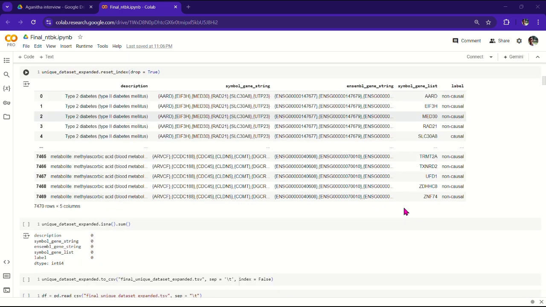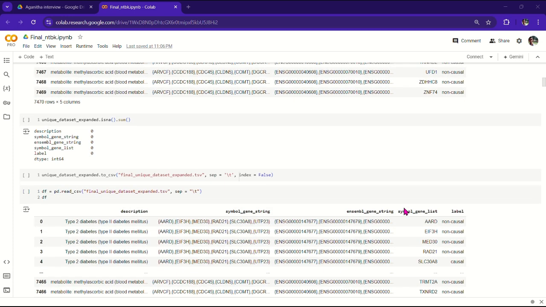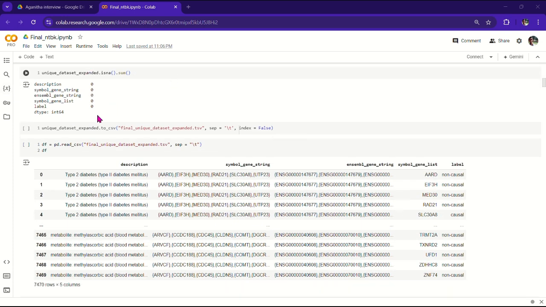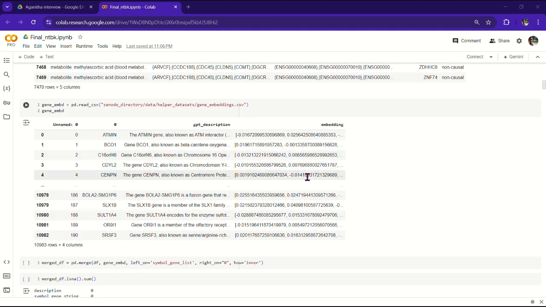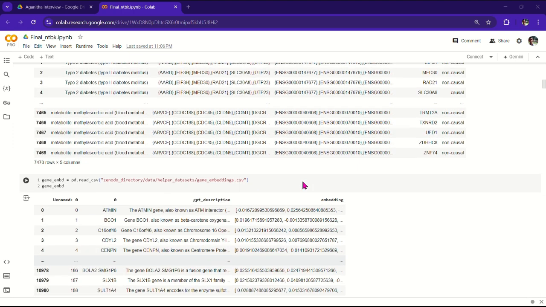Then I dropped a few columns which are of no use and checked whether we have any missing values. There are no missing values, so we are good with the data, and I saved it. Then I loaded the gene embedding data, and after loading it, I merged it with my final data.